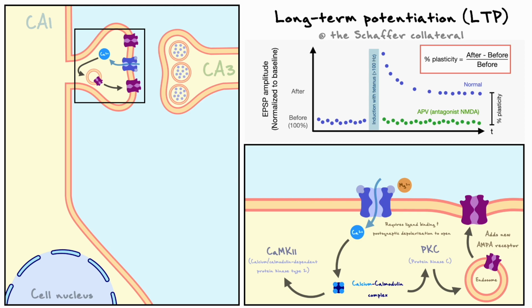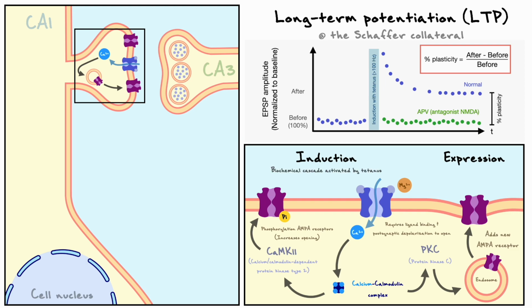With now more ionotropic AMPA receptors, the postsynaptic response is considerably increased as more inward current can enter the cell. The second important target for plasticity are the receptors themselves that can get phosphorylated. This phosphorylation causes the channels to open more and let more current enter. In this entire mechanism, there is an important distinction to make between the induction and the expression of plasticity. Induction corresponds to the biochemical cascade that is activated by the tetanus, and the expression corresponds to the actual long-term changes, so in this instance, the addition of AMPA receptors.